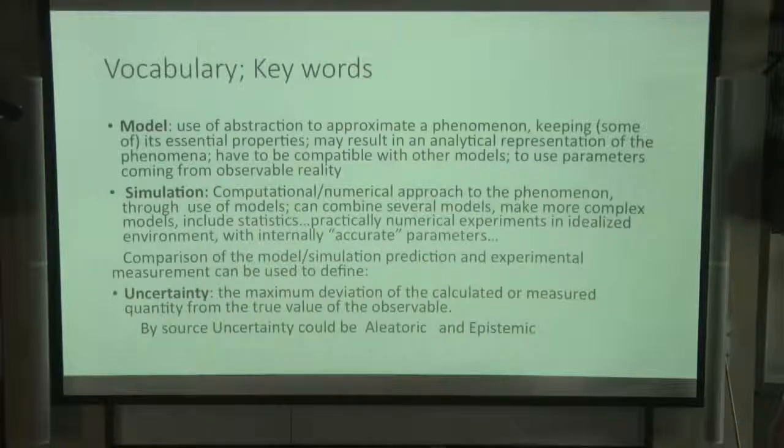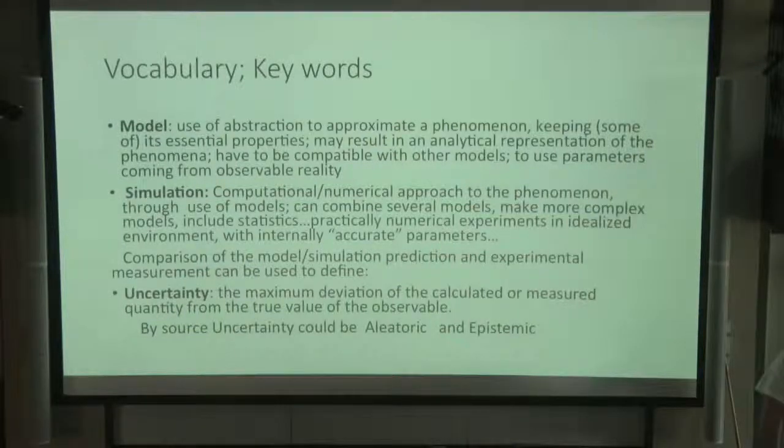Comparison of our simulation, prediction, and experimental measurement is the intuitive definition of something that we call uncertainty. So uncertainty would be the maximum deviation of the calculated or measured quantity from the true value. The true value is problematic, of course, we usually don't know it, but something that we believe is the true value of an observable. Okay?